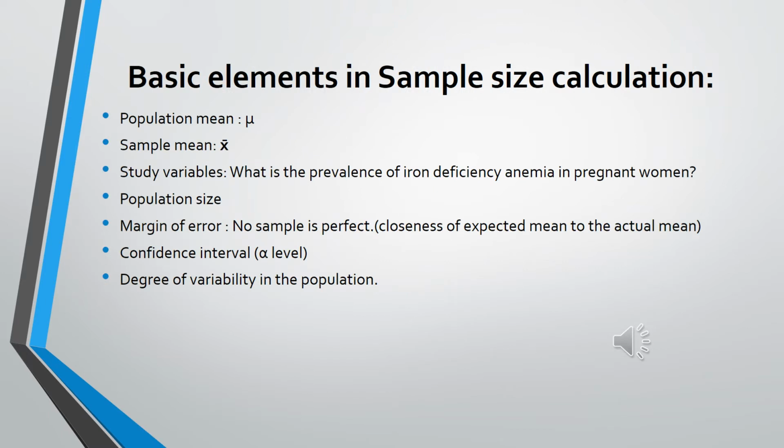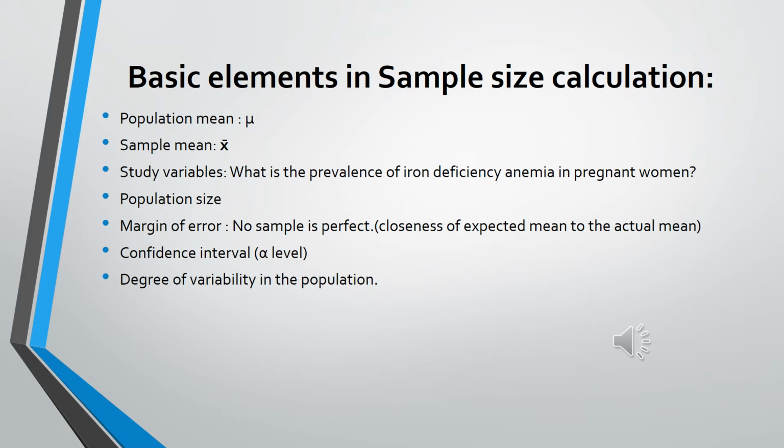Now, in this slide, we will discuss the basic elements which are required in sample size calculation. First of all, we have the population mean. Population mean is denoted by mu, and it is defined as the sum of the values of observations divided by the number of observations for the entire population. Next, we have the sample mean. Sample mean is denoted by x bar and it is an estimate of the population mean. Sample mean is defined as the sum of the values or observations in the sample divided by the number of observations in the sample alone.